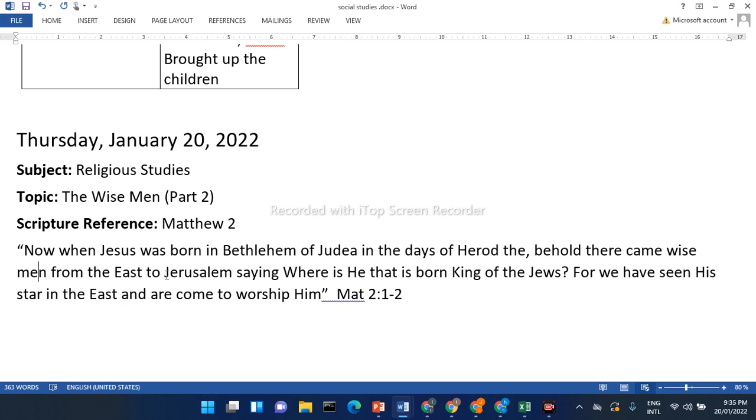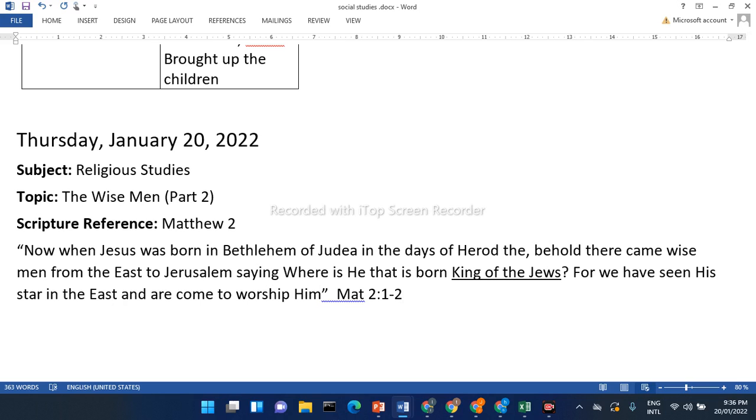They're saying, hey, this star that we see, this star is representative of something. It's representing that a king is born. And we have seen the star in the east, and we know that the star is indicative of the fact that the king is born. The king of the Jews is born. And we've seen the star, and we are come to worship this king that is born. And so they came with this question. They came searching.